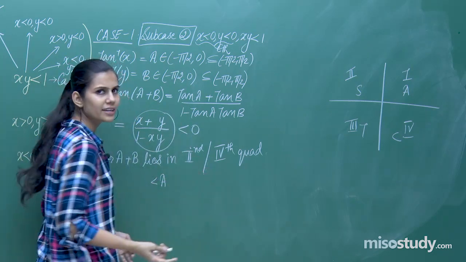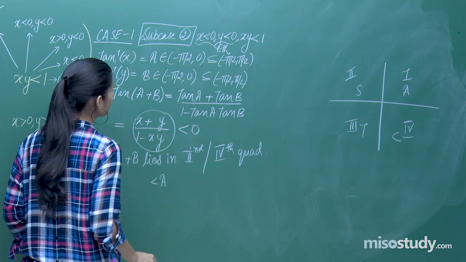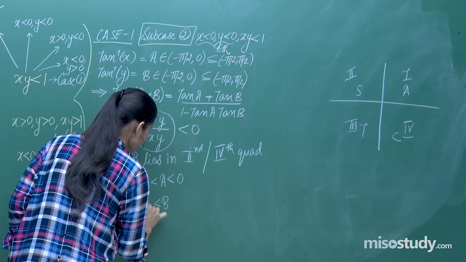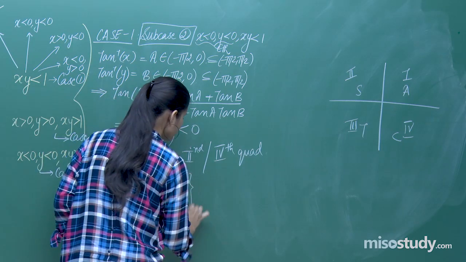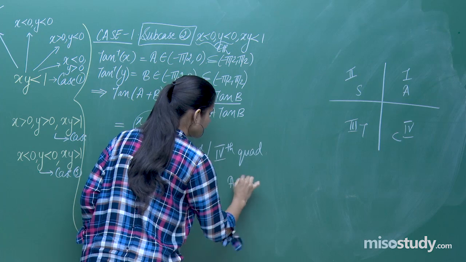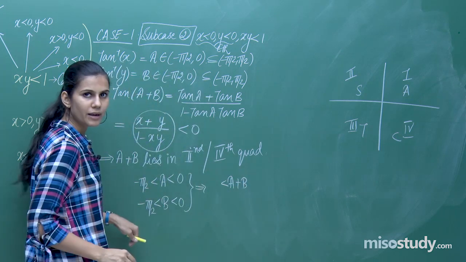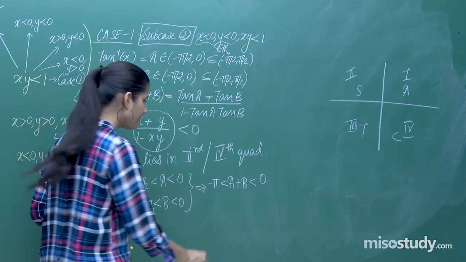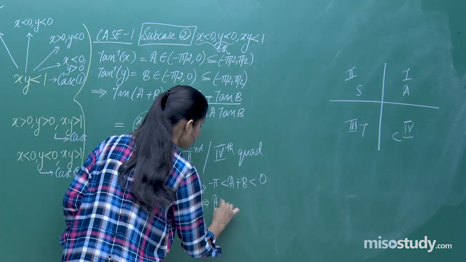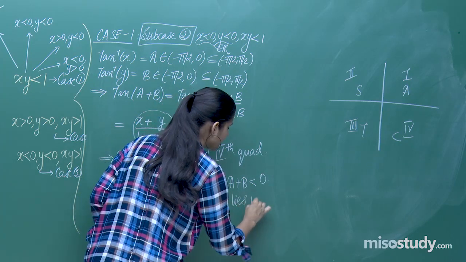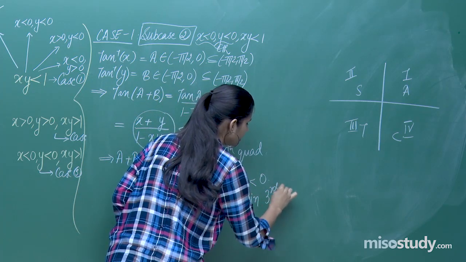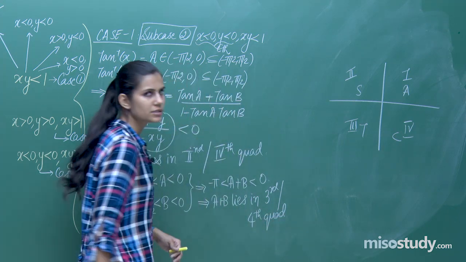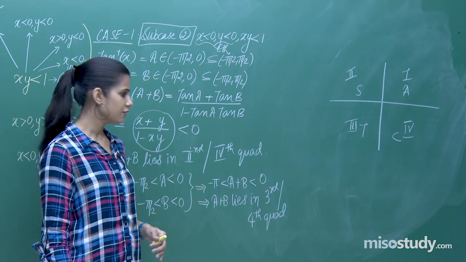Now which among these two is the final quadrant in which A plus B lies? That is going to be coming from here. A is greater than minus pi by 2 and less than 0. B is greater than minus pi by 2 and less than 0. So this implies A plus B is greater than minus pi, and less than 0 plus 0, which is 0. That means A plus B lies in the third or fourth quadrant. From minus pi to minus pi by 2 is the third quadrant, from minus pi by 2 to 0 it is the fourth quadrant.